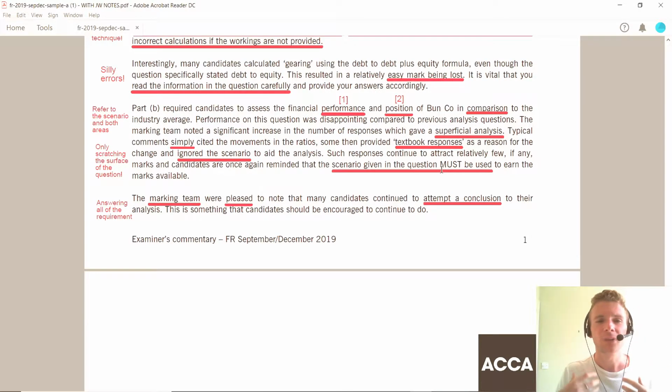Just think to yourself, what is the requirement going on about, and what scenario do I need to actually relate it back to? Take the concepts and apply it to the scenario, and you will pick up greater levels of marks.